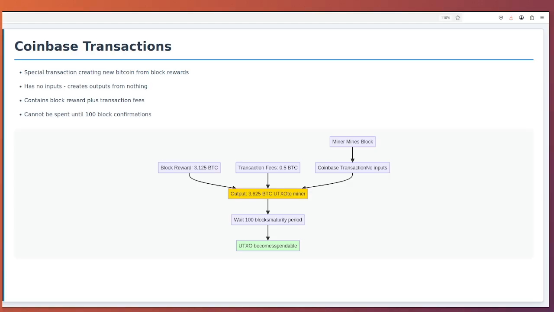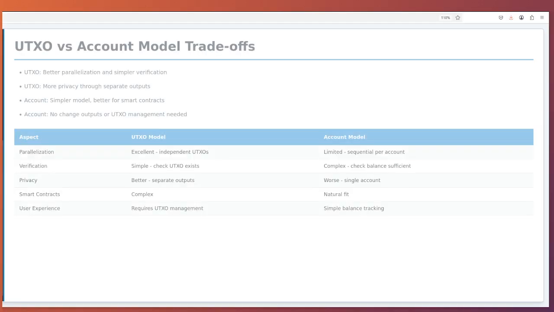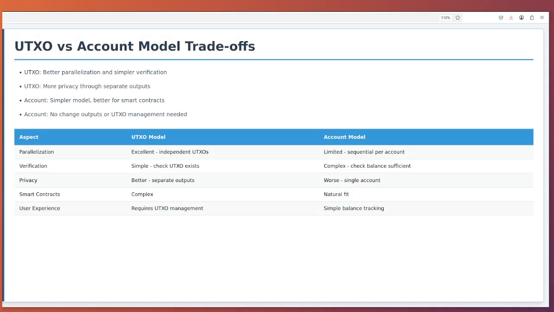Coinbase transactions also contain arbitrary data fields that miners use for various purposes. For example, Satoshi embedded a newspaper headline in the Genesis block's Coinbase to prove the date. Understanding Coinbase transactions shows how the UTXO model accommodates the special case of creating new currency while maintaining the system's overall consistency and security. UTXO versus account model.